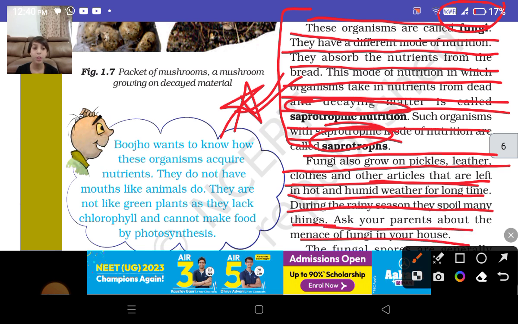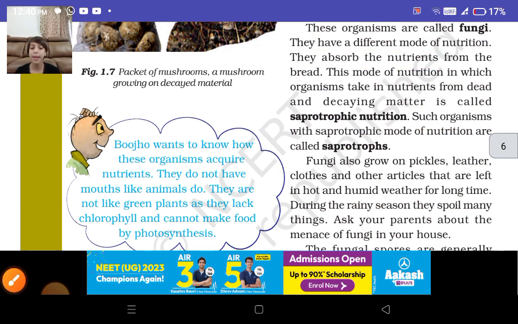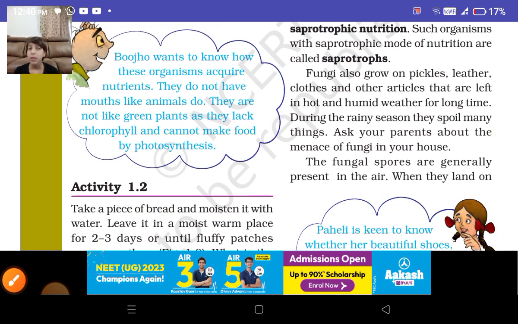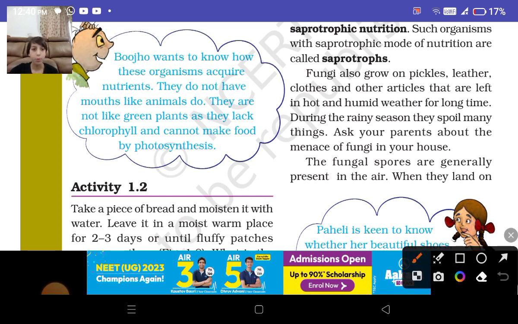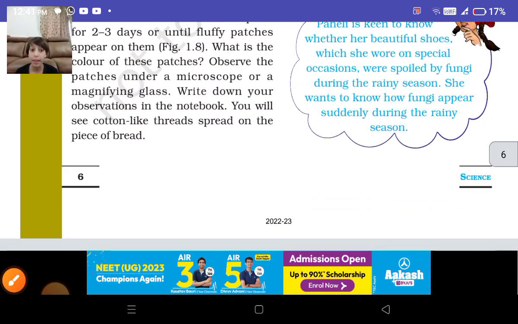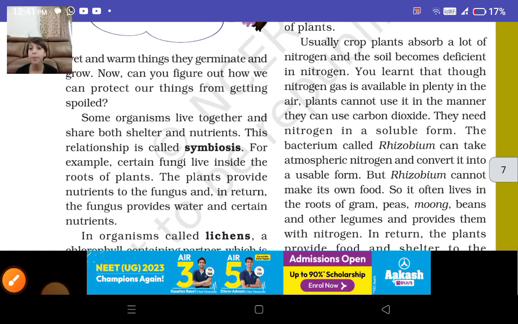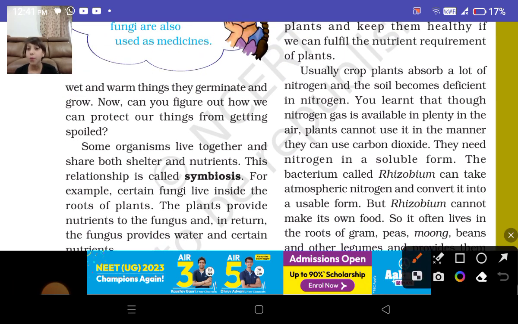Ask your parents about the menace of fungi in your house. How much fungi is present in your house? You need to understand a bit about it. The fungal spores are generally present in the air. Fungi have small tiny spores, present in our surroundings. When they land on any moist, wet and warm thing, they germinate and grow.